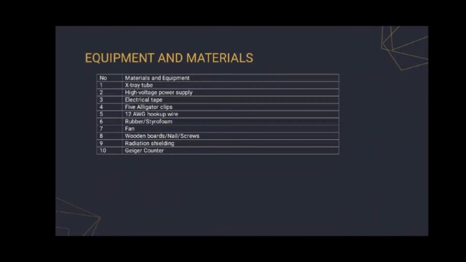Equipment and materials. This table shows the equipment and materials required to make an X-ray machine. First, we need an X-ray tube, high voltage power supply, electrical tape, 5 alligator clips, 12 hookup wire, rubber or styrofoam, fan, wooden boards, nails, screws, radiation shielding, and lastly, a Geiger counter.